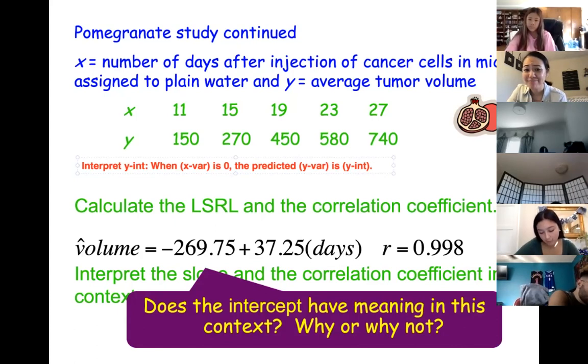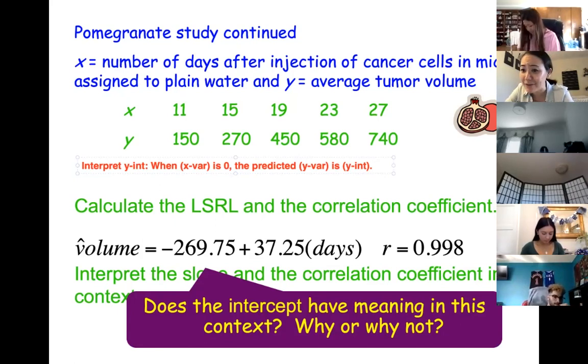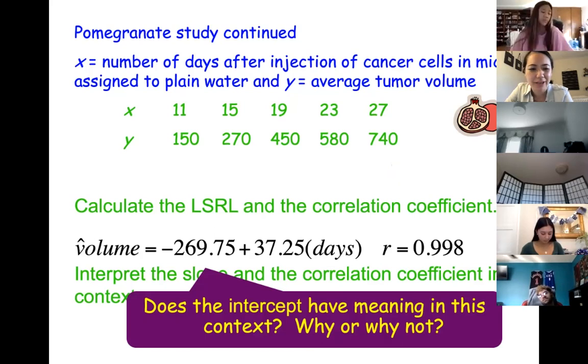In this case, it doesn't make a lot of sense, right? You can't have a negative tumor size. I'm trying to imagine what that would be. That would be like having a hole instead of a tumor. I don't know what that would mean. So in this context, the y-intercept does not have any meaning because it's negative and you can't have a negative size tumor. So we won't go ahead and interpret that since there is no meaning on that one.